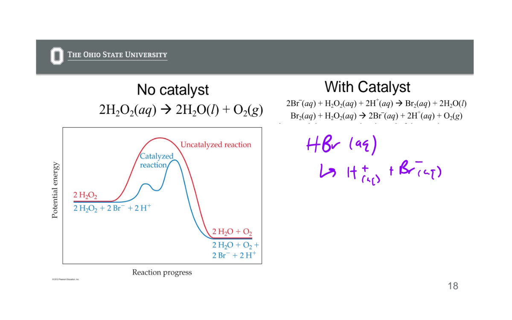So here we have our new reactants. We have a new reaction coordinate diagram with a different, lower activation energy, and then the products. And you'll notice that on the reactant side, we have 2 Br minus and 2 H plus, and on the product side, we have the same 2 species. That is because they are not consumed in the reaction. That means they are a catalyst.